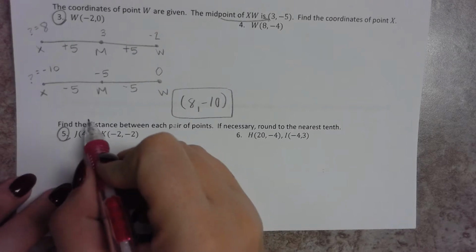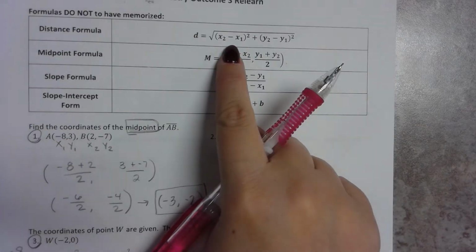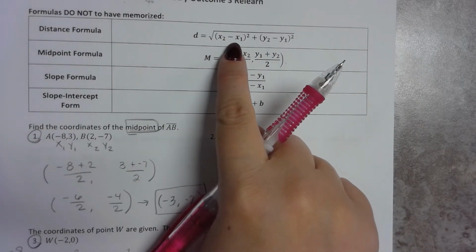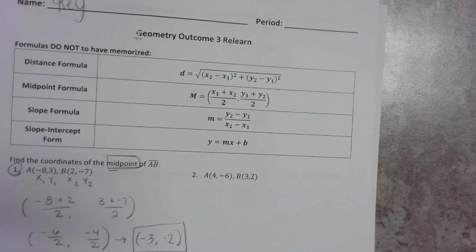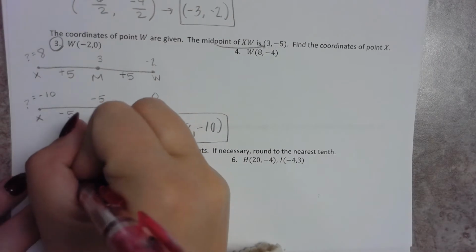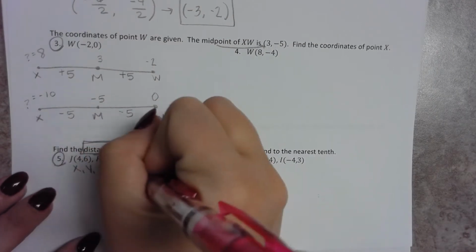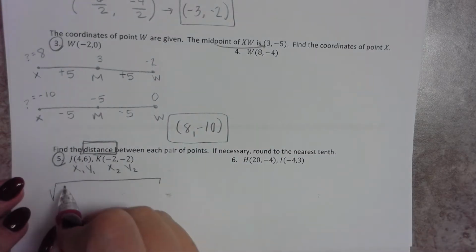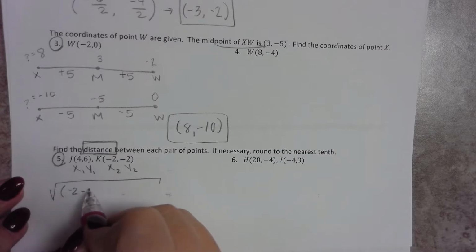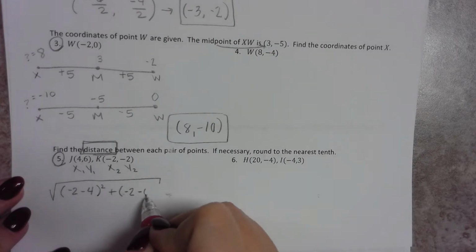Number 5 wants us to find the distance. So if we want to find the distance, then we need to use the distance formula. The distance formula says the square root of x2 minus x1 squared plus y2 minus y1 squared. So let's label our x's and y's: x, y, x, y, first ordered pair, second ordered pair. So here, distance, x2 minus x1, and then y2 minus y1.